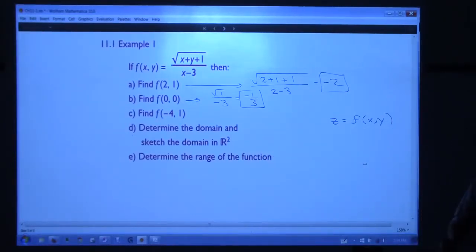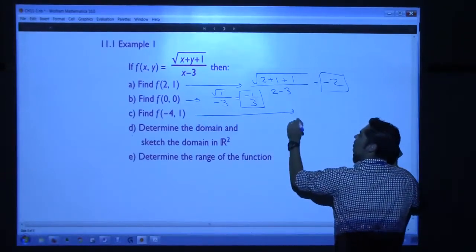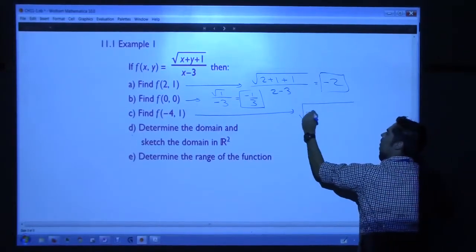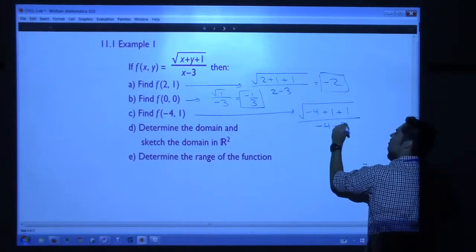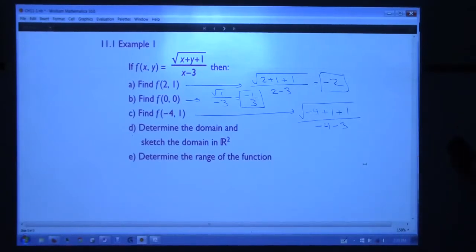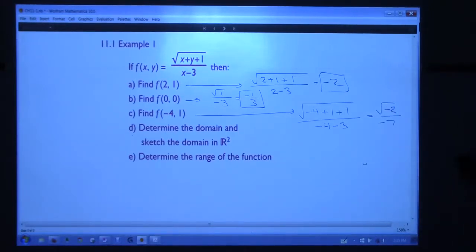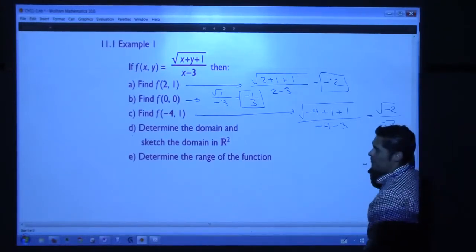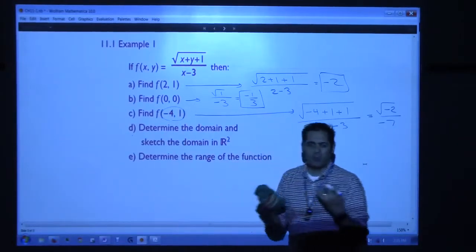It's pretty clean, pretty straightforward so far. All right, what about this one? Square root of negative 4 plus 1 over negative 4 minus 3. Uh-oh. This is square root of negative 2 over negative 7, isn't it? And you can't do the square root of negative 2, not unless you're willing to bring imaginary numbers in, which we're not. So that means that this point cannot be plugged in, right? Which means there is some restriction on my domain.